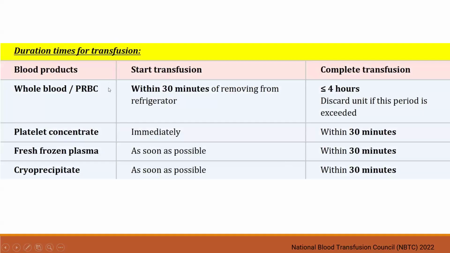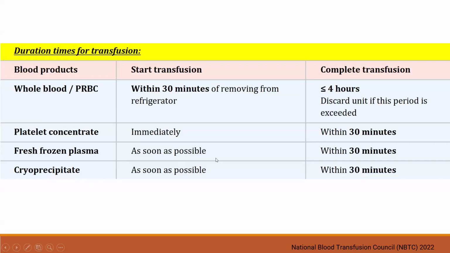Now coming to the duration of transfusion of different blood components. Whole blood and PRBCs should be started within 30 minutes of removing from refrigerator, and should be completed within 4 hours from the starting time. If it extends more than 4 hours, discard that bag. Platelet concentrate, fresh frozen plasma and cryoprecipitate should be started as soon as possible from the issue, and should be completed within 30 minutes of the starting time.